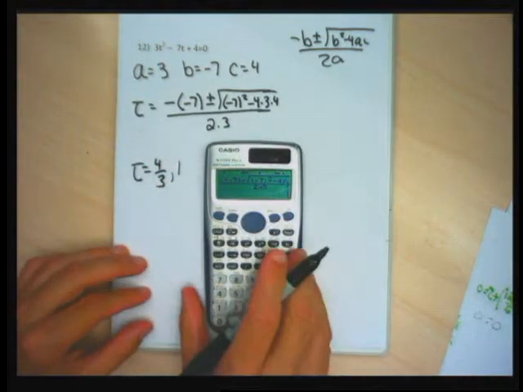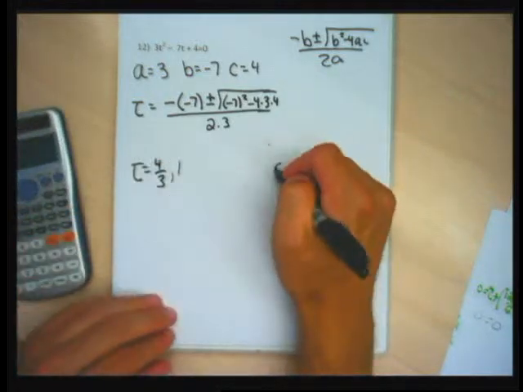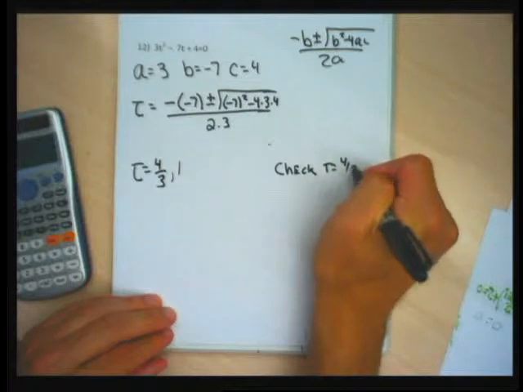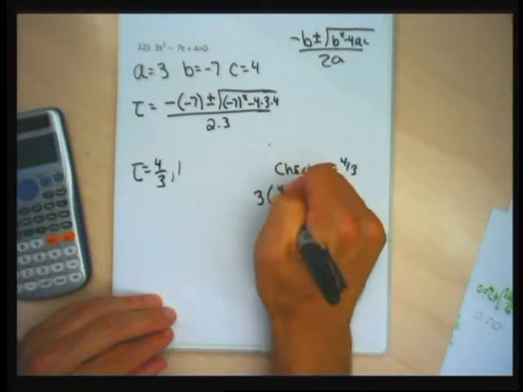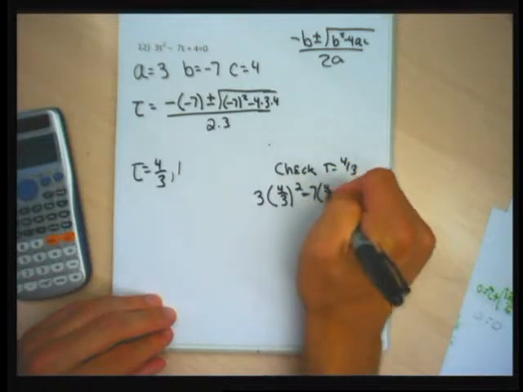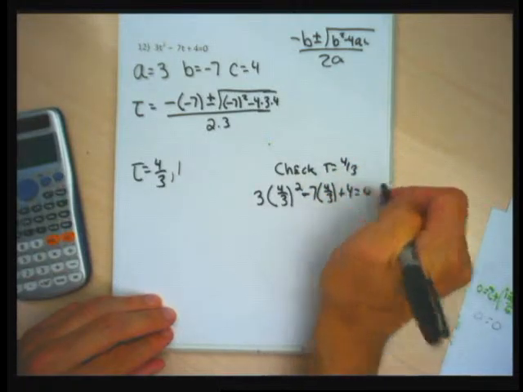Let me check both of these. These are friendly to check. So to check t equal to 4/3, I'm going to go 3 times 4/3 squared minus 7 times 4/3 plus 4, and hopefully that equals 0.